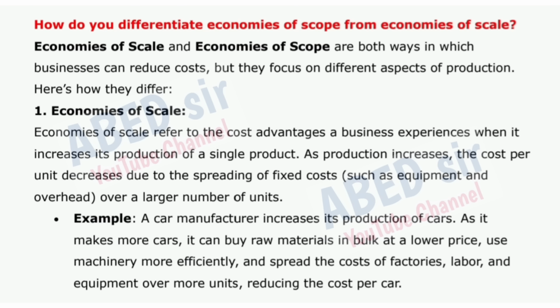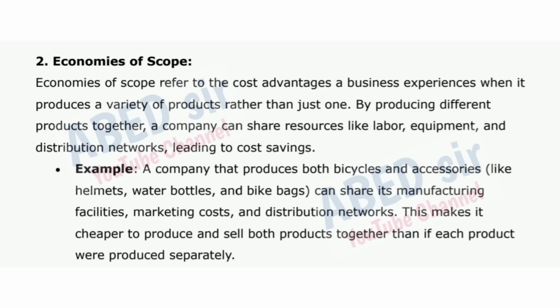Example, a car manufacturer increases its production of cars. As it makes more cars, it can buy raw materials in bulk at a lower price, use machinery more efficiently, and spread the costs of factories, labor, and equipment over more units, reducing the cost per car. 2. Economies of scope. Economies of scope refer to the cost advantages a business experiences when it produces a variety of products rather than just one.